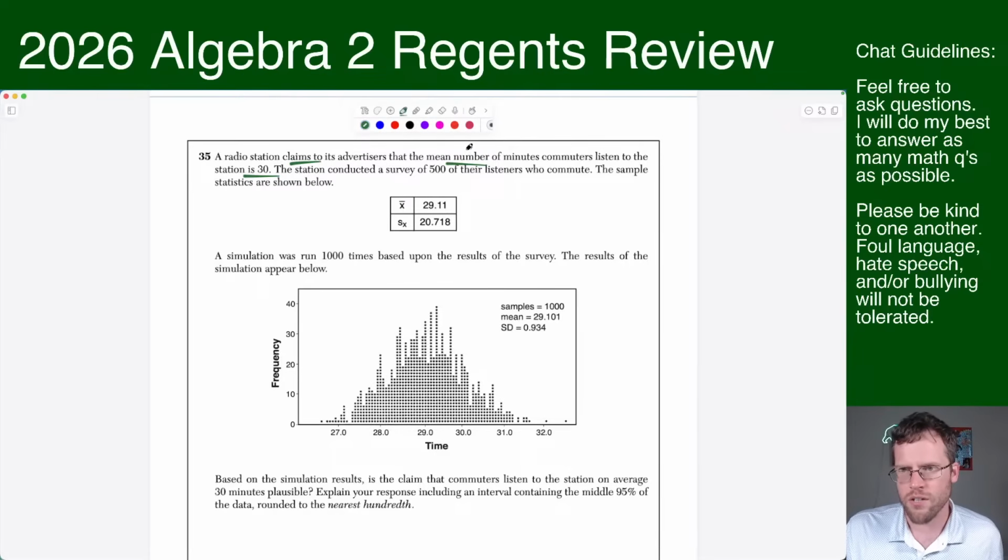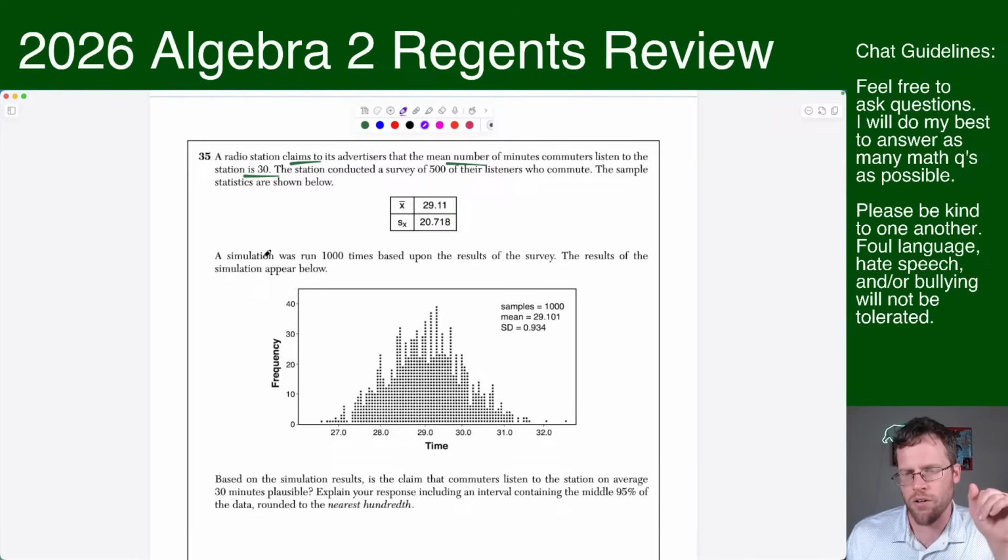And the station conducted a survey of 500 of their listeners who commute, and the sample statistics are shown below. Okay, so that's their claim. It's pretty good, though. An average of 29.11 is fairly close. And a standard deviation of this. So let's see. Moving on. Oh, wait, now the standard deviation was something else. I'm sorry. I'll just keep reading, though.